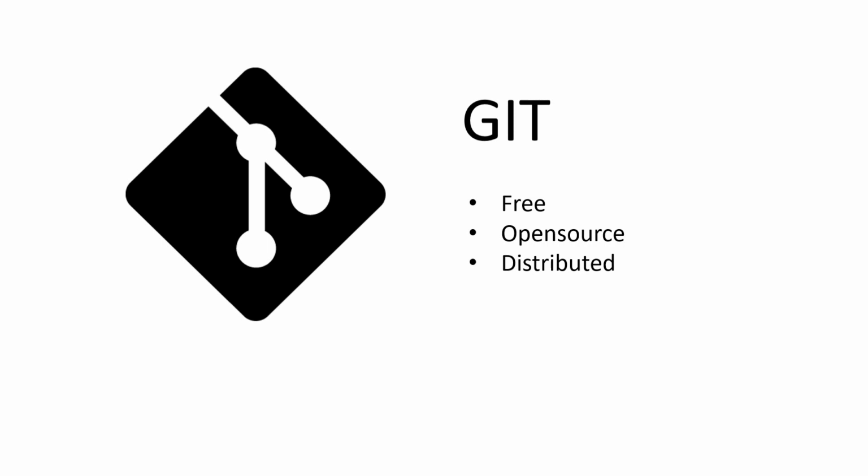What is Git? Git is a free, open source, distributed version control system. Before getting to know about Git, let's get to know about what is a version control system. Let us understand this by an example.